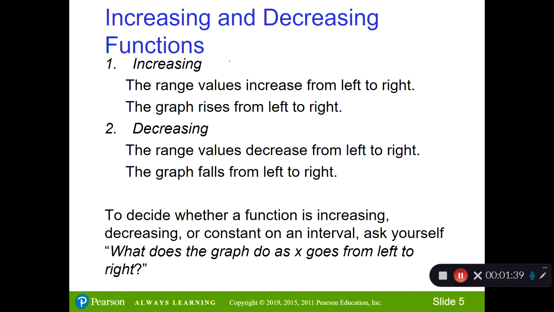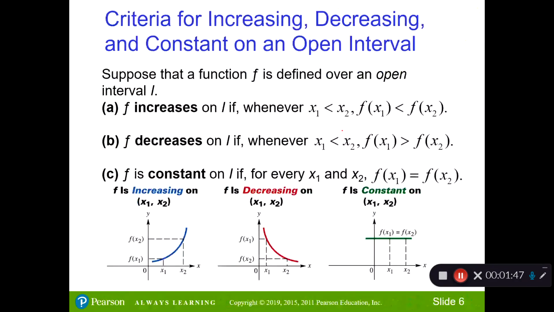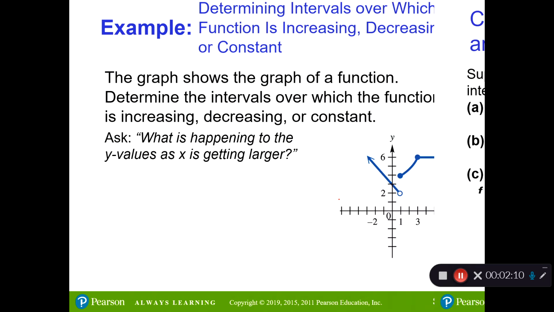A graph is increasing where it goes up as we read from left to right, and a graph is decreasing where we go down as we read from left to right. So here, my graph is increasing because as I read from left to right, the graph is going up. Here it's going down as I read from left to right. And so this one is decreasing. And then this one is neither going up nor going down as we read from left to right. Such a graph is constant on that interval.